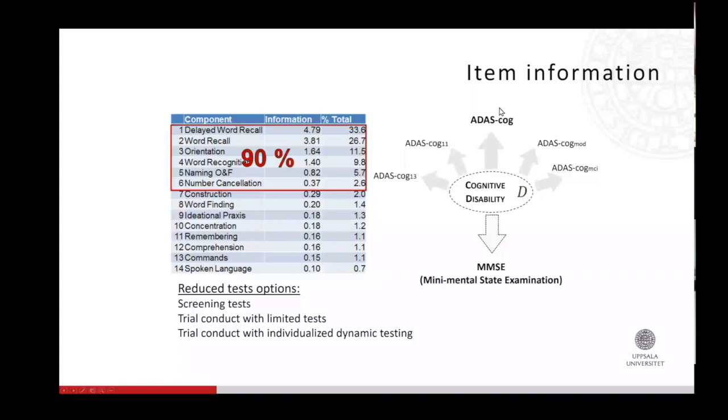So other shorter versions have been developed, as well as versions that are more targeting mild disease. And we can create a framework for doing this development using an IRT model. And this can lead to reduced test options, so screening tests, trial conduct with limited tests, or with individualized dynamic testing. There is no use of having very difficult tasks for a severe Alzheimer's disease patient, just as there is no use of having those very easy questions for very mild disease patients. And this can be dynamically organized. And we can see often there are just a subset of the items that contribute a large component of the information in the total score.